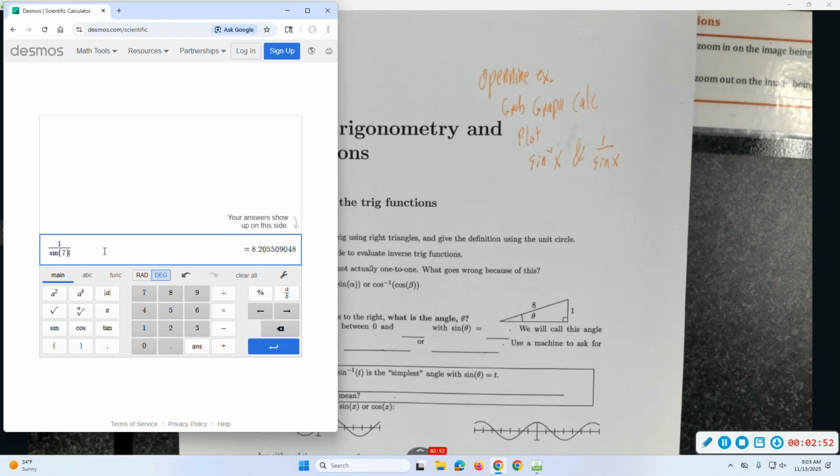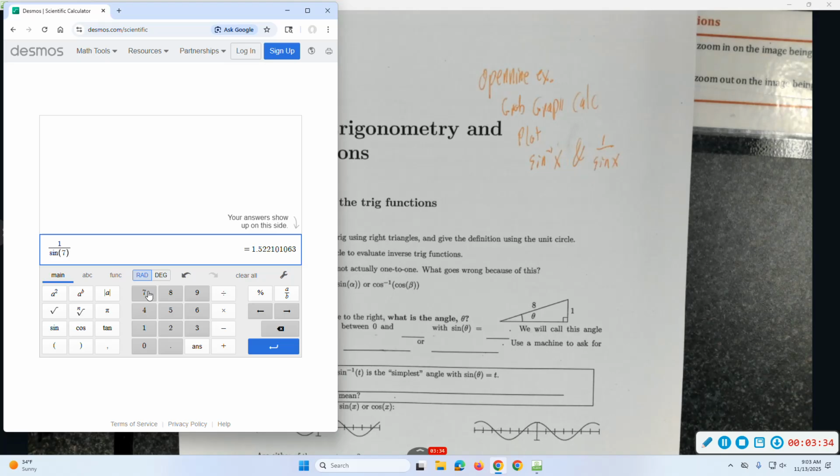So I guess this is in degree mode, it looks like. No, it's in radian mode. No, it's in degree mode. About 8.2. If you're on radians, 1.5-ish. What about inverse sine of 7? So that's kind of neat.